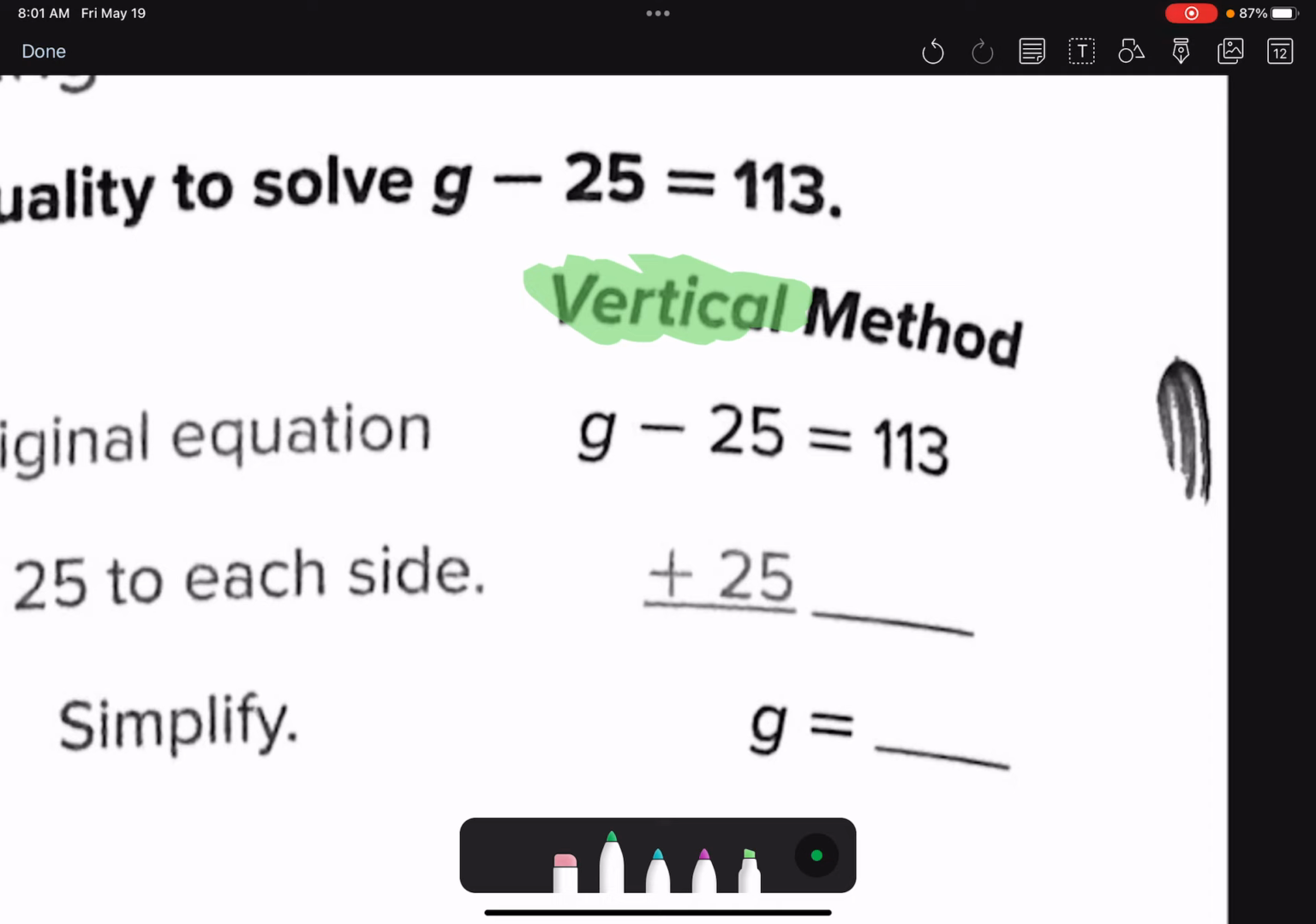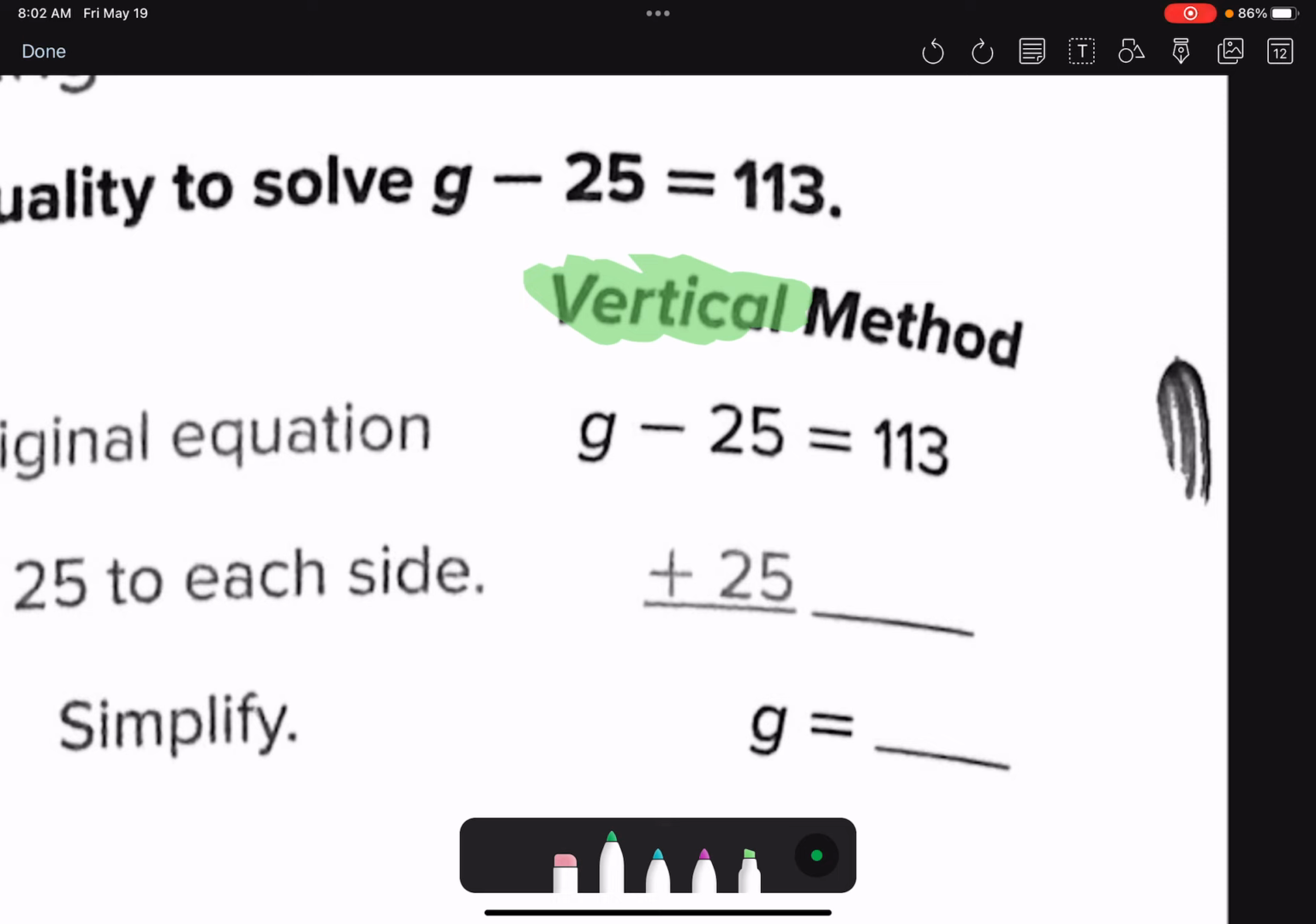I need to move the negative 25 away from the G. So that means I'm going to move it from the left to the right. That is a negative or a minus 25, which is the same. Please note that a plus and a minus, that is the same as just subtraction. So that's why I keep saying minus or negative 25. They're the same thing mathematically.